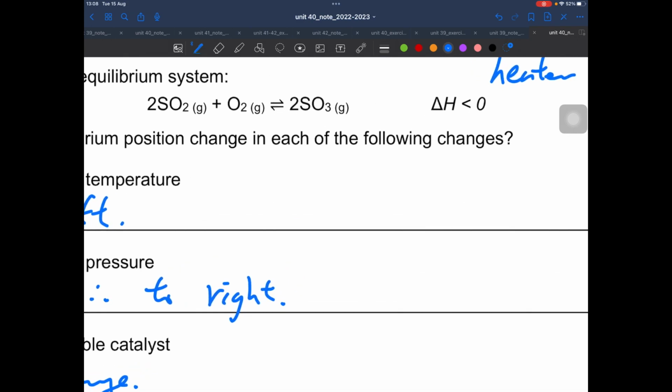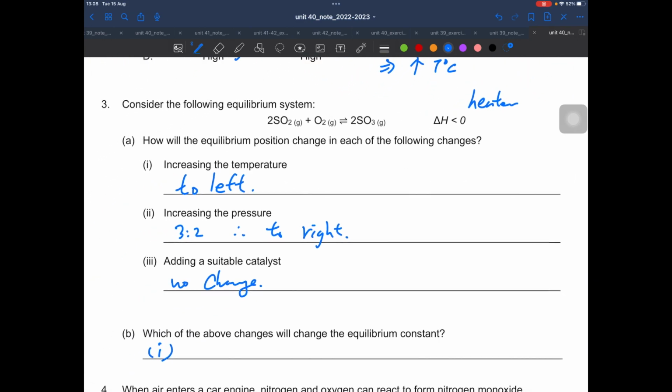Alright, so here the forward reaction is heater, right? This is an exothermic reaction. So increased temperature, summertime. Summertime, of course, I don't want heater, so I want aircon. So the backward reaction is better. So the equilibrium position shifts to the left, right?